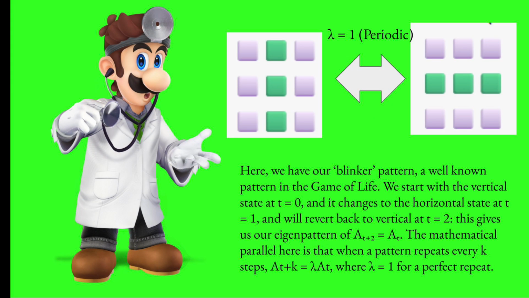Here we have our blinker pattern, a well-known example in the Game of Life. We start with the vertical state at time t equals 0. It changes to the horizontal state at time t equals 1, and then reverts back to vertical at time t equals 2. This gives us our eigenpattern: A of t plus 2 equals A of t. The mathematical parallel is that when a pattern repeats every k steps, A of t plus k equals lambda A of t, where lambda equals 1 for a perfect repeat.